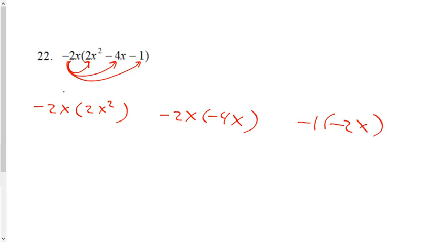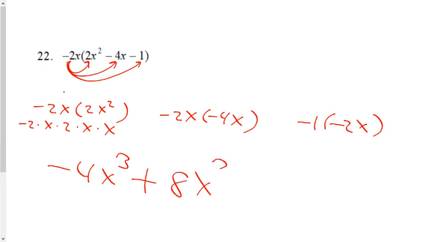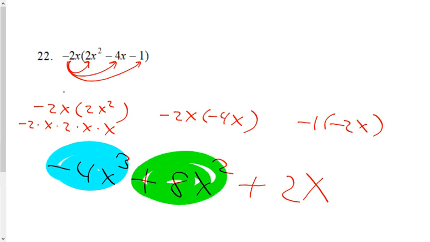When you simplify this, you get negative 4x cubed. Remember, negative 2 times x times 2 times x times x. That's what x squared is. Multiply the coefficients to get negative 4. Multiply your variables to get x cubed. Plus 8x squared would be your second term. Plus 2x is your third term. We'll make question 22 worth 3 points as well. 1 point for that, 1 point for that, and 1 point for that, in any order. That's the best order.